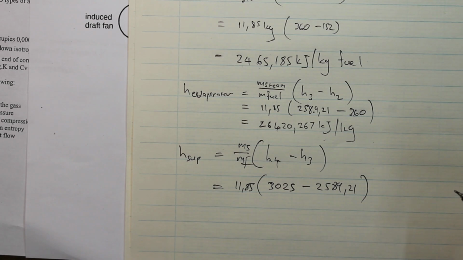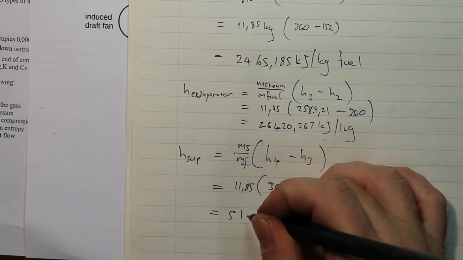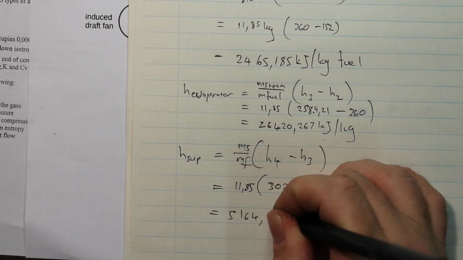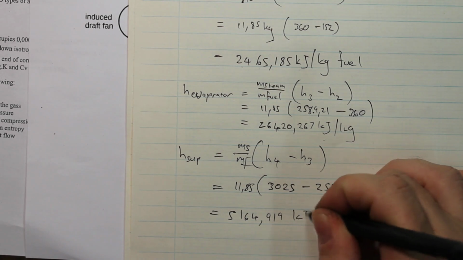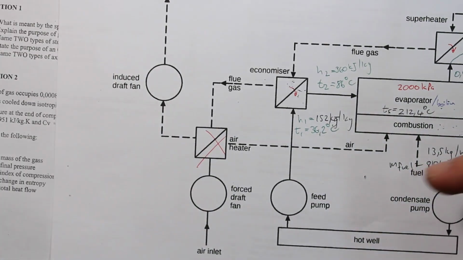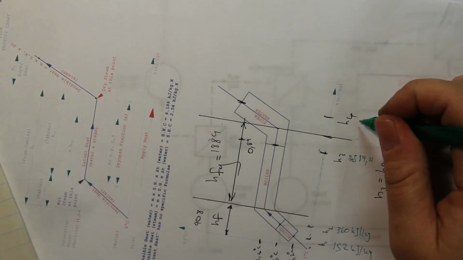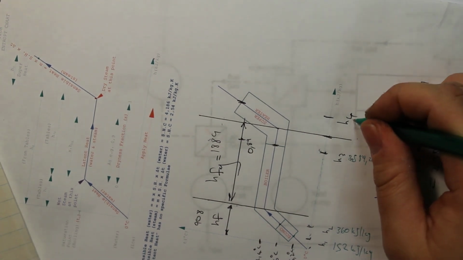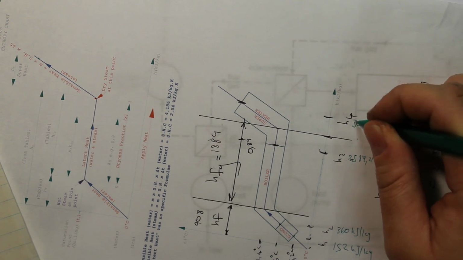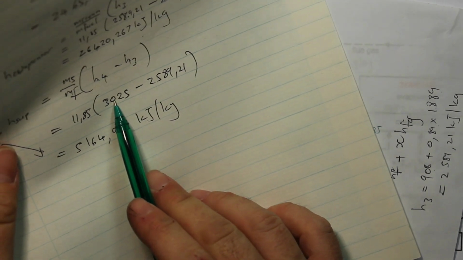Let's see here. That's going to be 5,164,919 kilojoules per kilogram. Okay. All right. So let's see. We can put that on the TH diagram now. Okay. So let's write that down. It's going to be 3,025. Okay. So that's that value there, H4.